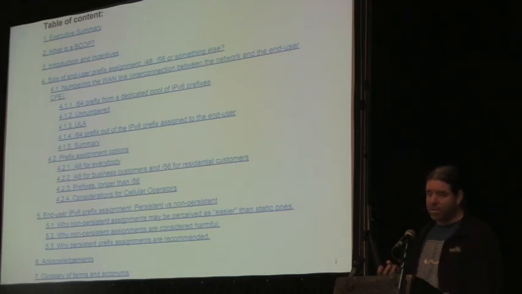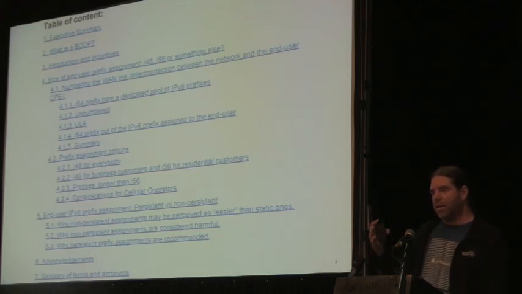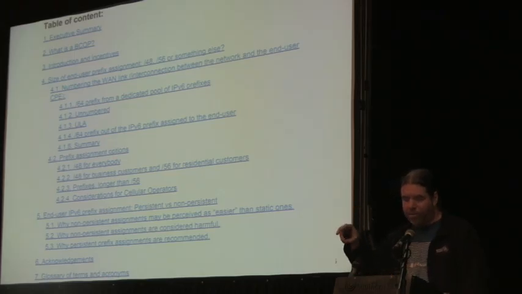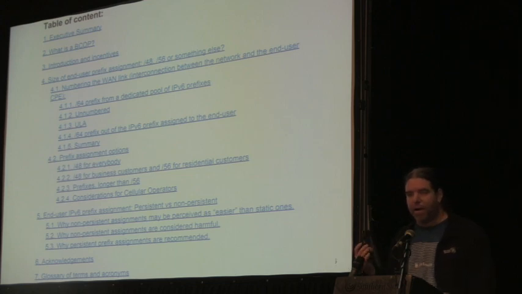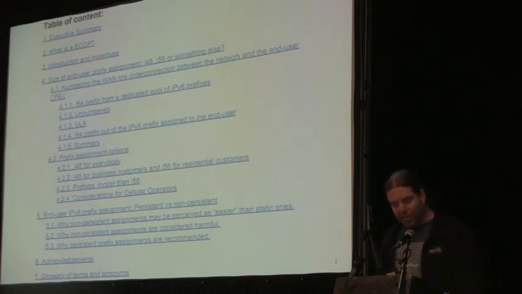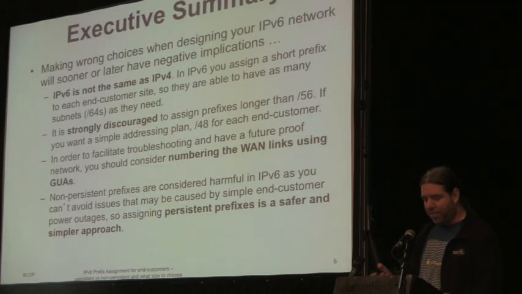Then we have basically what is a BCOP, that's a very short one. We have introduction and incentives. And then number 4 is the size of end-user prefix assignment. Is it /48, /56, or something else? In this section we discuss in very pragmatic and practical terms why different options are a viable solution or not. Then we go into how you number the WAN link, how you assign the resources for the LAN behind the CPE, and then we go into the discussion in number 5 about end-user IPv6 prefix assignment, persistent or not persistent. And here is where Andrew's experience came to help.